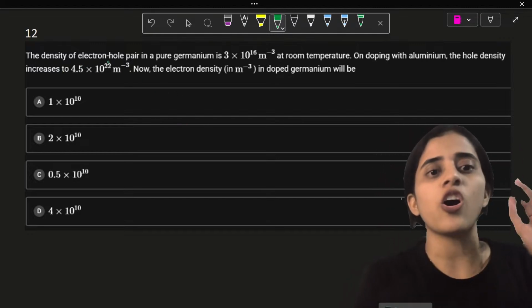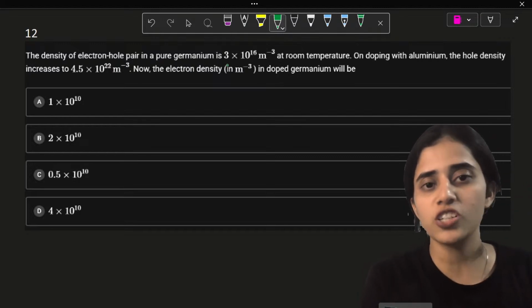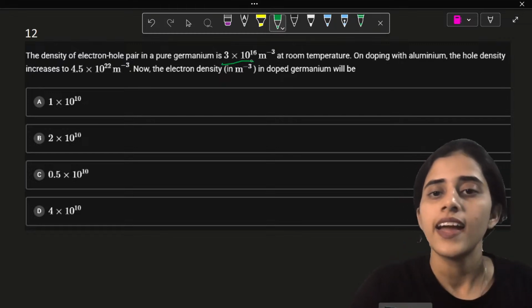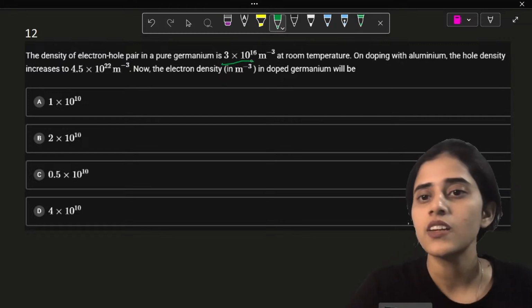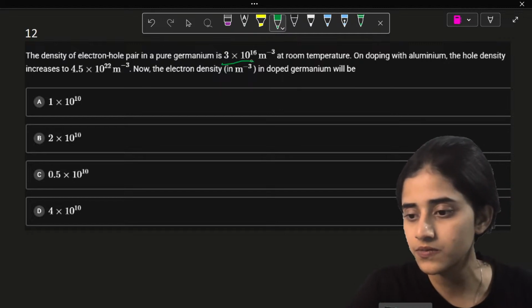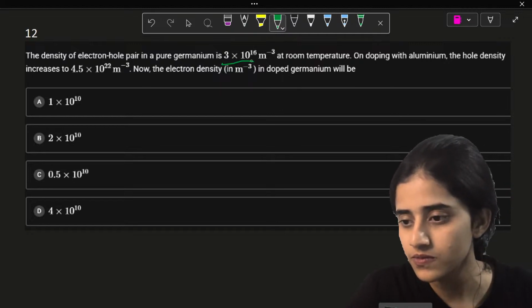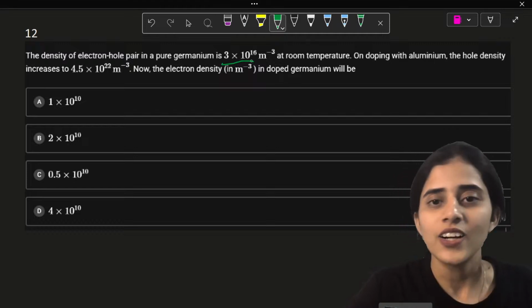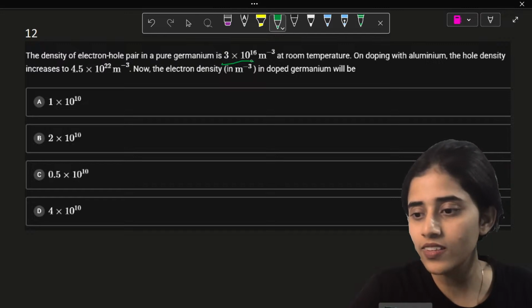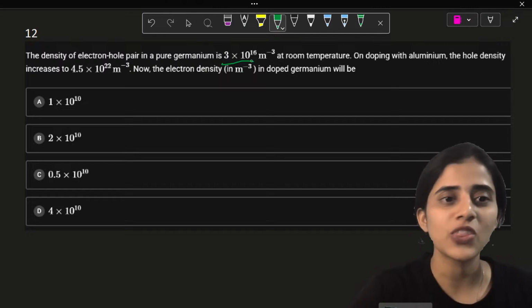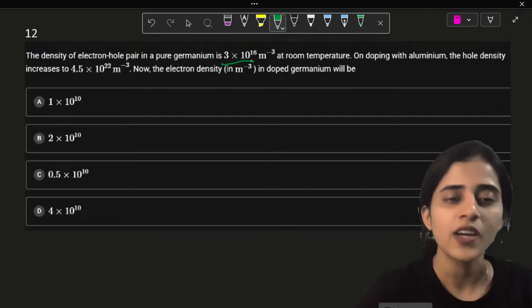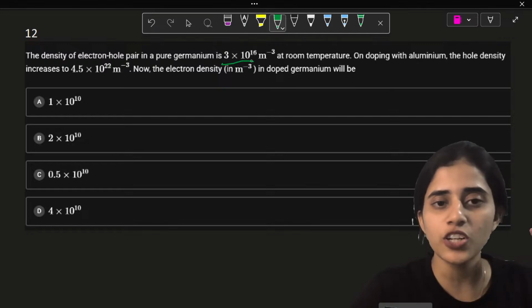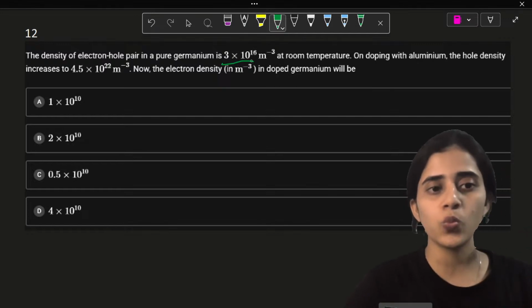The density of an electron-hole pair in pure germanium is 3 into 10 raised to 16 per meter cube at room temperature. On doping with aluminium, the hole density increases to 4.5 into 10 raised to 22, and so on. Now the electron density in doped germanium will be.